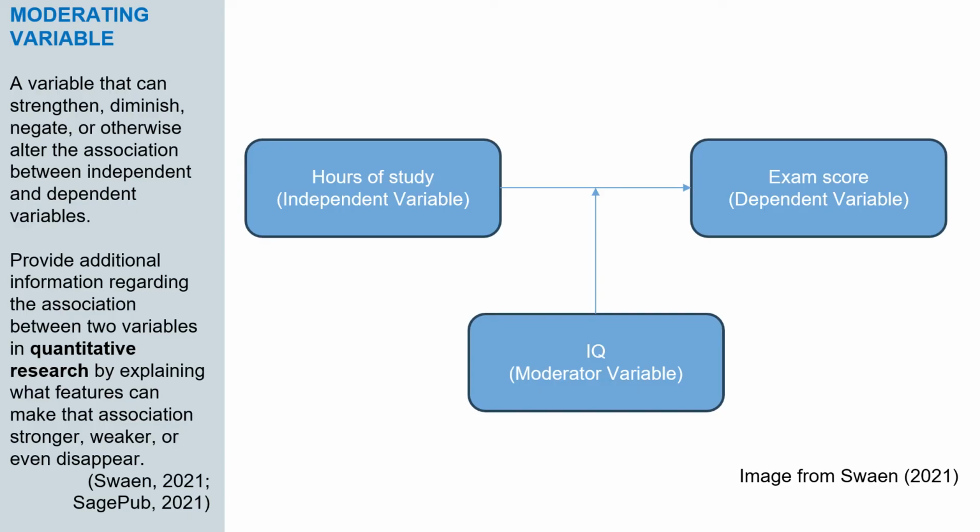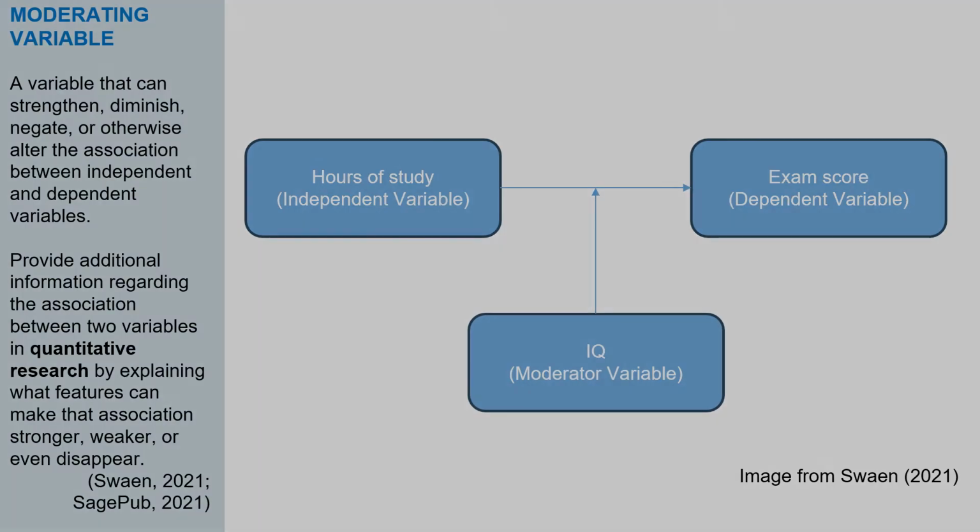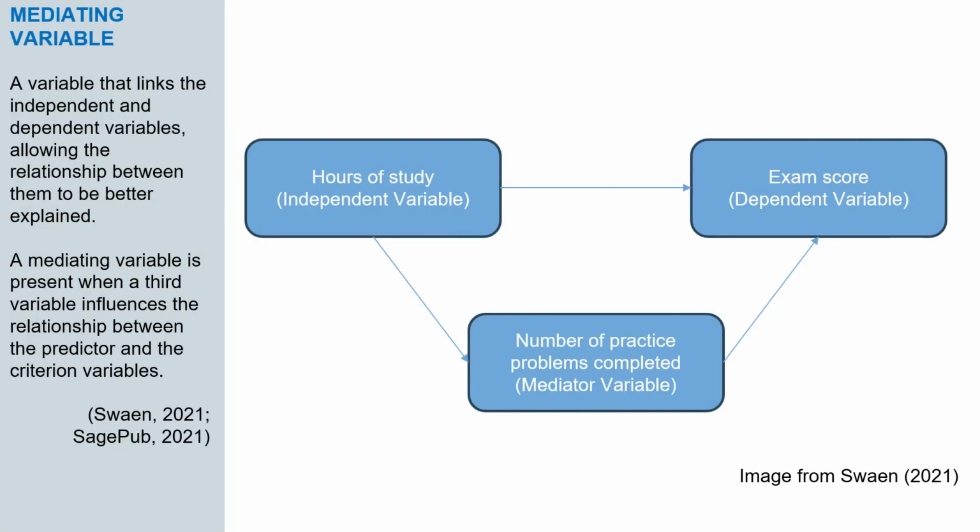We're basically saying the hours of study affects exam score, but then this will be either strengthened or worsened by the IQ of the respondent. So a moderating variable provides additional information, that's the key there, regarding the relationship of two variables in a quantitative research. So the moderator variable has the power to either strengthen, weaken, or even totally remove the relationship between the two variables, independent and dependent. Now, there can also be what is called a mediating variable.